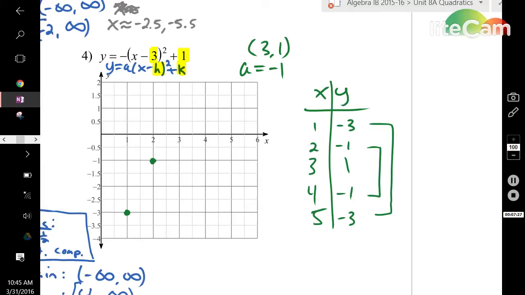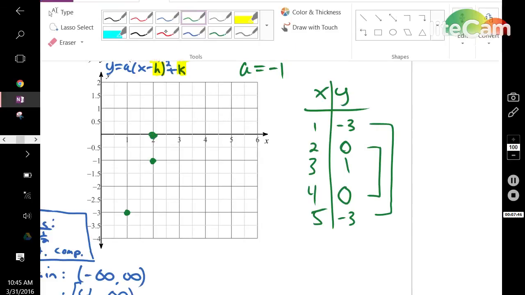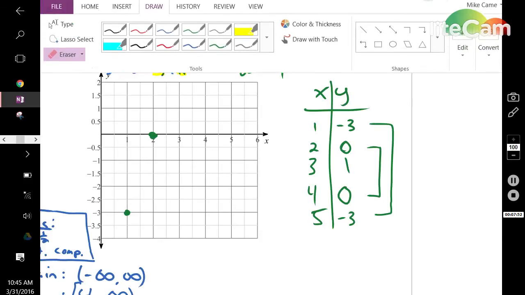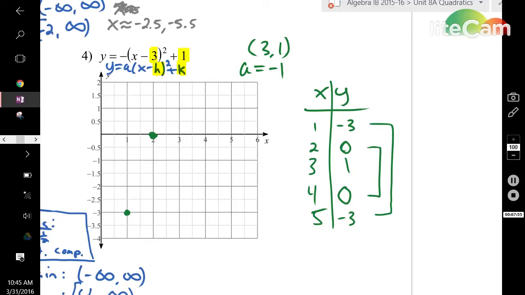One correction to make here, these y values are not negative 1. They're actually 0. Let me fix that. Apologize. So this should really be at 2, 0 here. I'll erase that point on the graph. 3, 1, 4, 0, and 5, negative 3. And you see when your a value is a negative 1, or any negative number, it actually flips it the other way, reflects it.